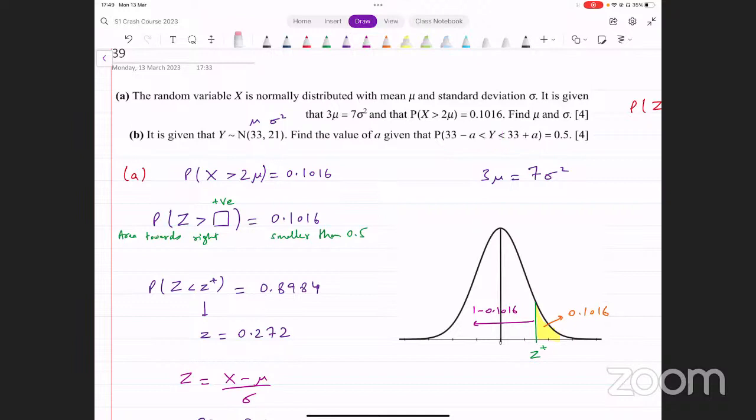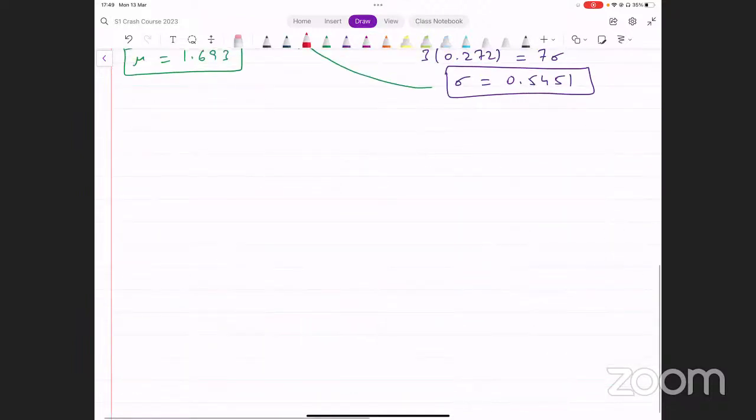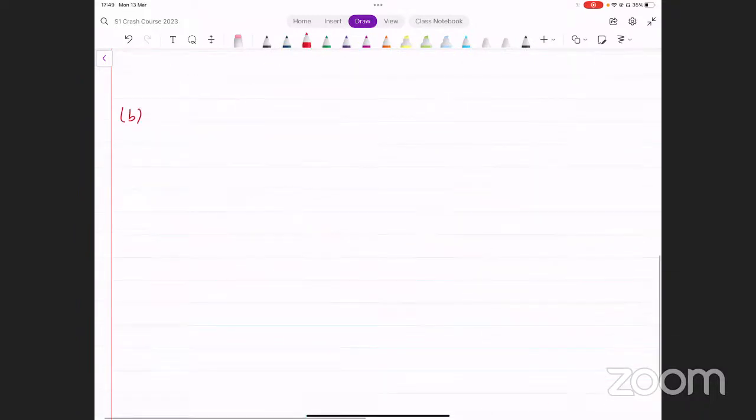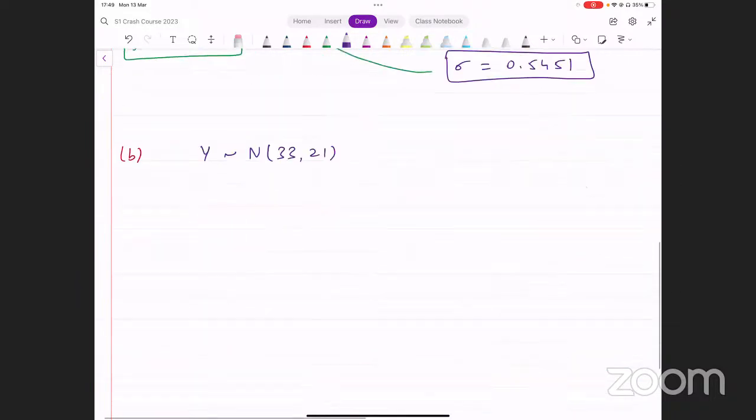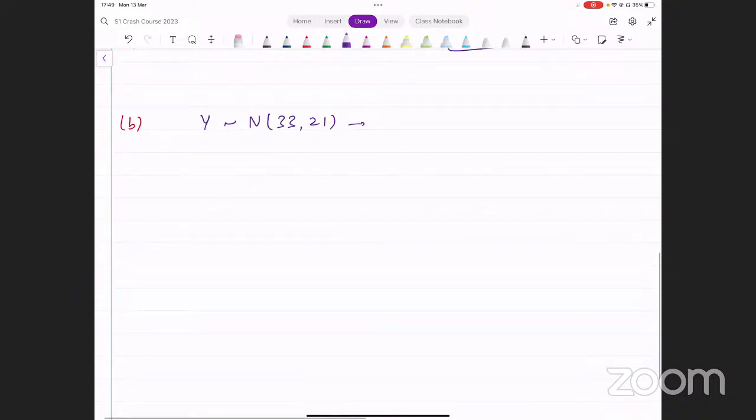Now, let me write that here. So we have another variable y now. This is part B. This variable y is normally distributed with mean 33 and variance 21. Let's write this on the side here. Mu is 33 and variance is 21. What about the standard deviation? That would be square root of 21.